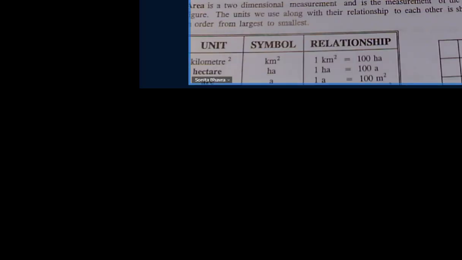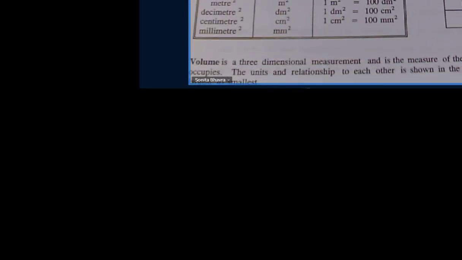All right, so what we can see here in this chart is that linear measurement is one-dimensional measurement. It's the measure of the length of a certain object, or the measurement of a distance, or it could even be the measurement around a particular figure. When we look at area, notice the units now are all squared, because area is a two-dimensional measurement and it's the measurement of the surface inside a closed figure.